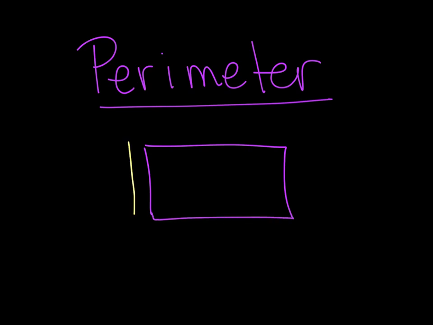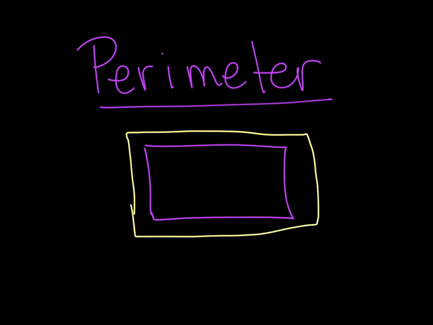So if I wanted to go all the way around this shape and know how far it is, so if I took a piece of string or a piece of ribbon or something like that, and I wanted to go all the way around the shape, and I wanted to know how far it is, then that's perimeter. So perimeter is the outside edge. So to find that mathematically, we talk about adding all the sides together.